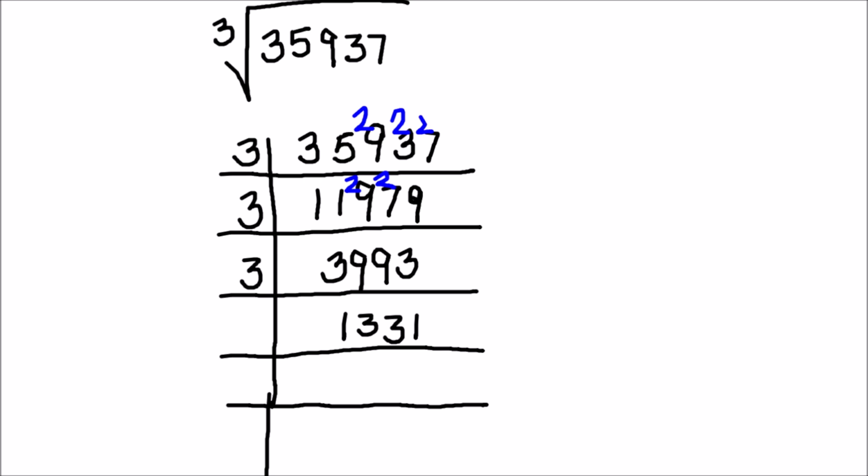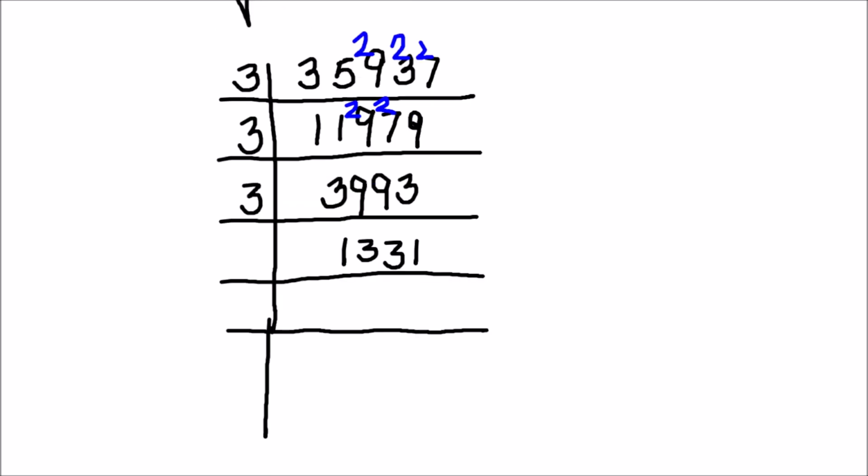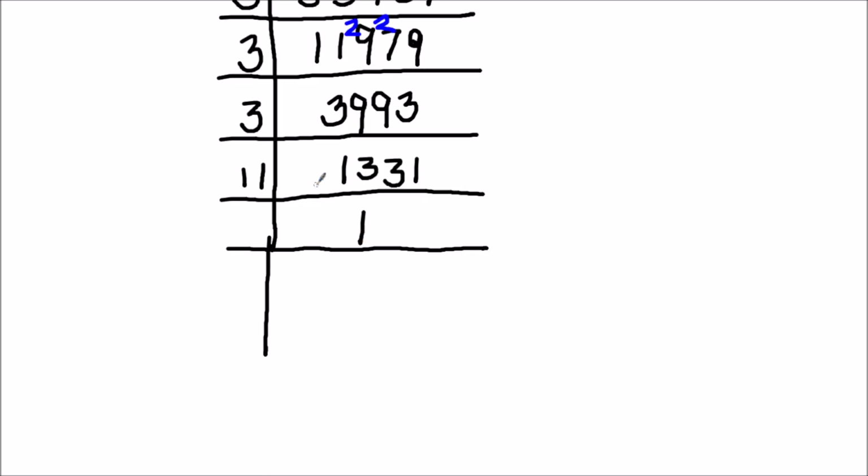It is also not divisible by 5 and 7. So let's divide it by the number 11. 11 times 1 is 11. 2 is the remainder. This becomes 23. 11 times 2 is 22. 1 is the remainder. This becomes 11. 11 times 1 is 11.